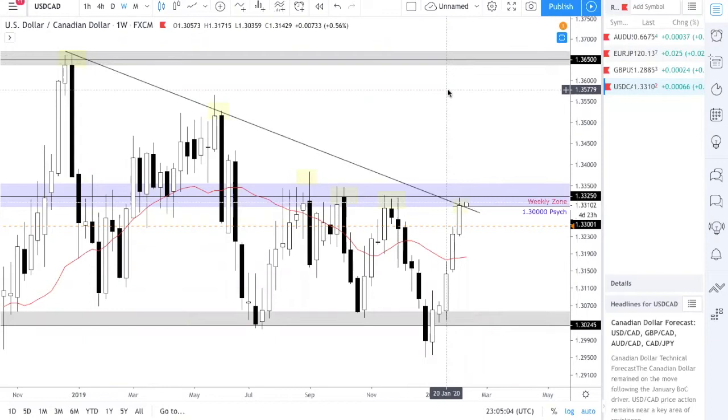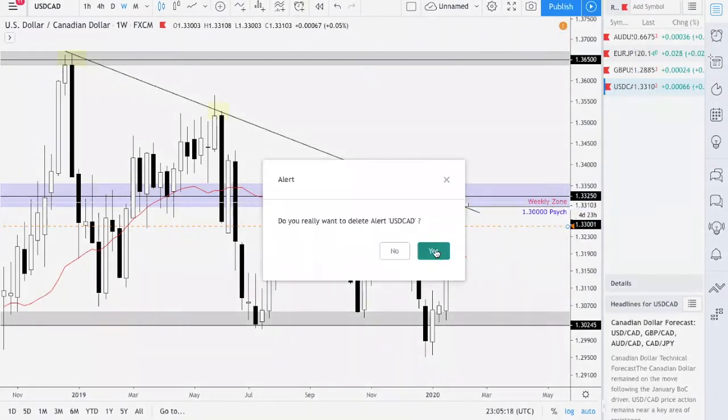Time frame. We're on the weekly time frame. The reason we're on the weekly is because we're trying to get a bigger perspective. We want to take a step back and look at this painting, this portrait. This is a masterpiece. You've got to think of this canvas as a masterpiece. Just delete this.